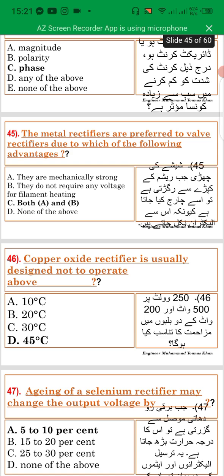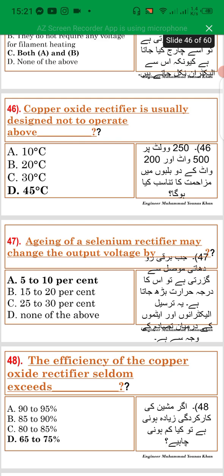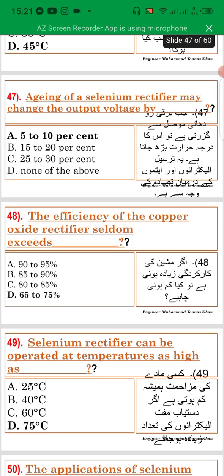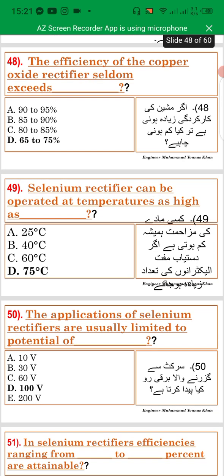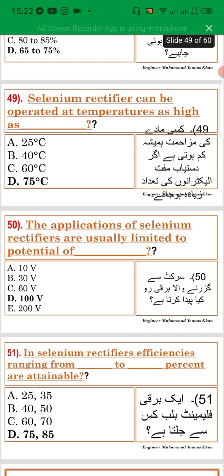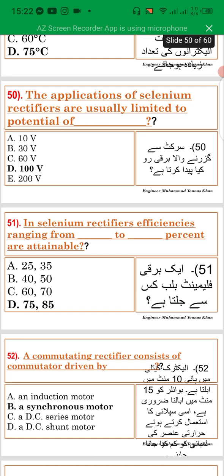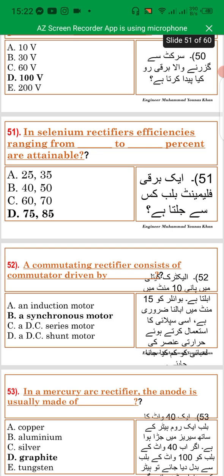The metal rectifiers are preferred to valve rectifier due to which of the following advantage: they are mechanically strong, they do not require any voltage for filament heating. Copper oxide rectifier is usually designed not to operate above 45 degrees C. Aging of a selenium rectifier may change the output voltage by 5 to 10%. The efficiency of the copper oxide rectifier seldom exceeds 65 to 75%. Selenium rectifier can be operated at temperature as high as 75 degrees C. The application of selenium rectifier is usually limited to potential of 50 volt. In selenium rectifier, efficiencies ranging from 75 to 85% are attainable.